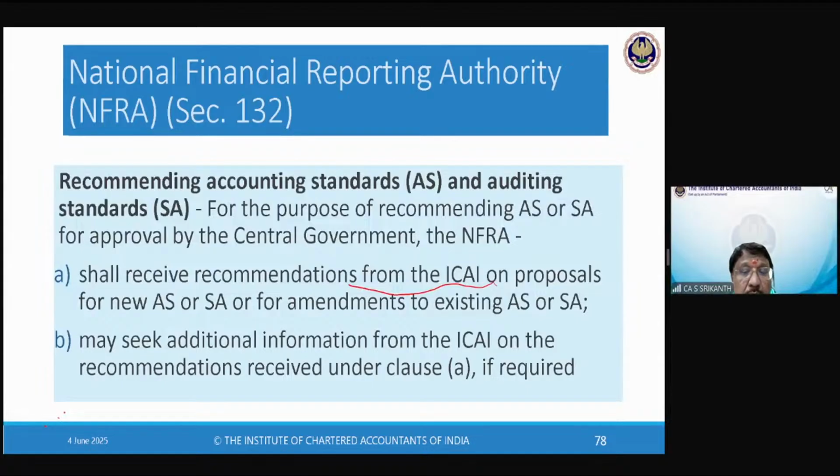Whatever it is, the ICAI will give the proposal. It will be reviewed by the NASP, and then the NFRA will recommend to the CG, and the CG will approve and announce it. In case they have any clarification, they will seek additional information from the ICAI on the recommendations if required.